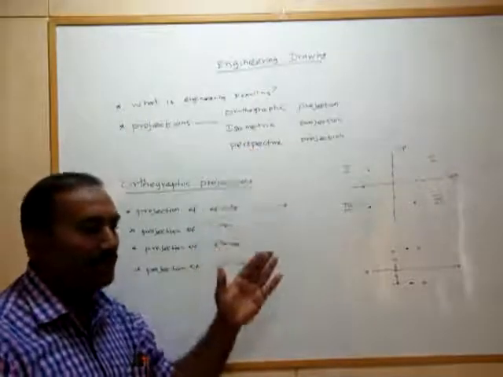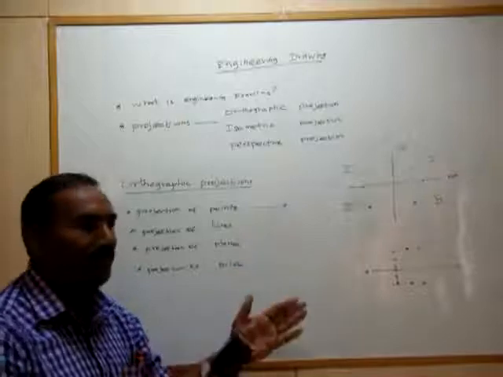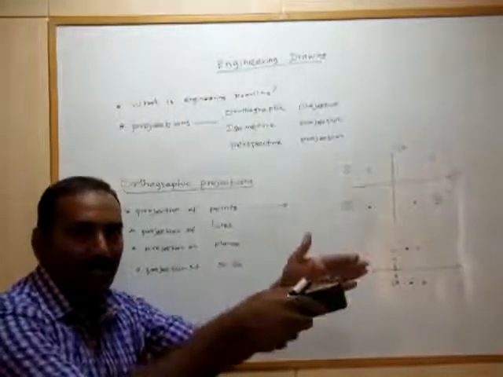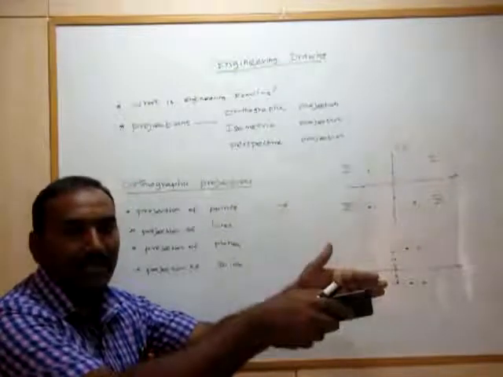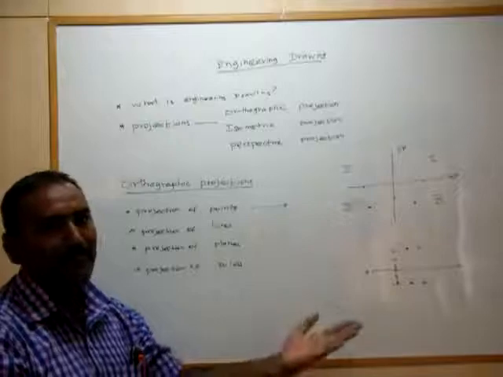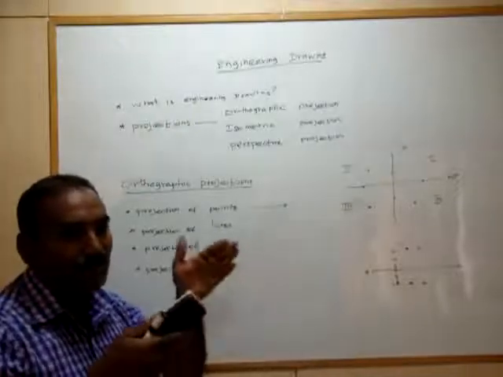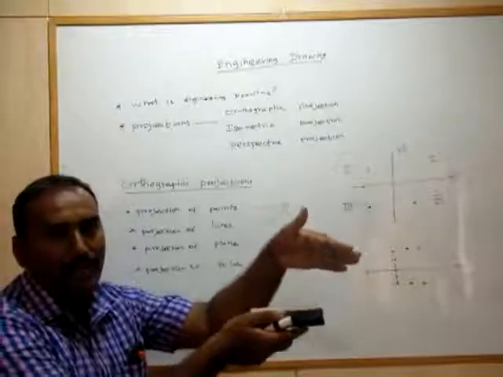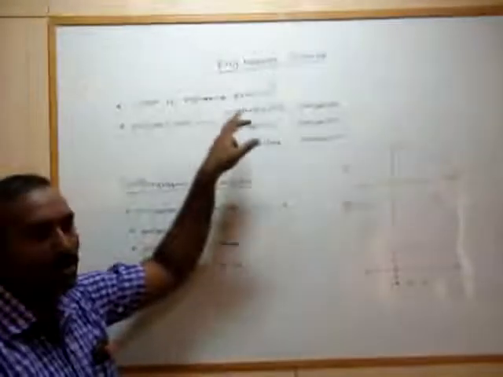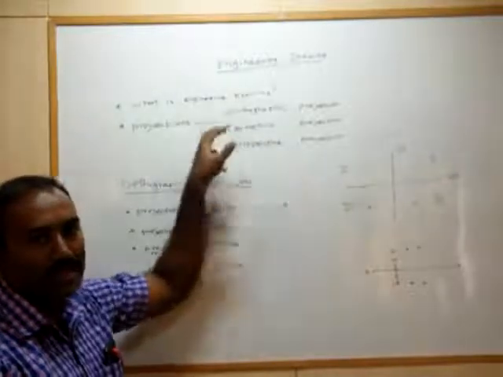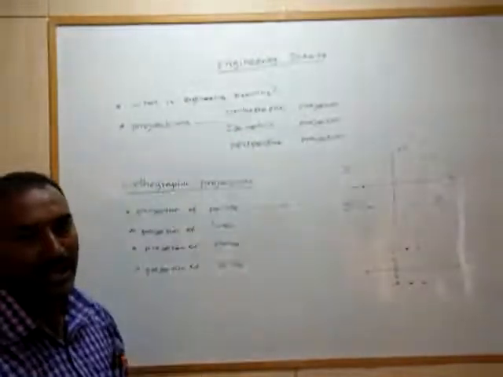Just like, suppose you are standing in front of a railway track, at a certain point the two tracks are going to coincide with each other. They join at one point. And if you are standing in front of a building, the lines converge and meet at one point. So these are the orthographic, isometric and perspective projections. These three projections are important in engineering drawing.